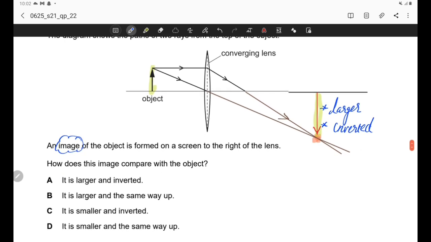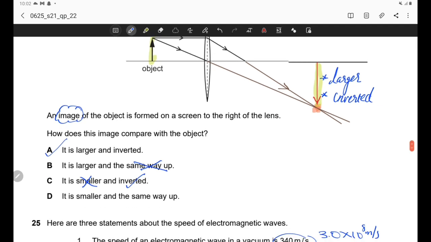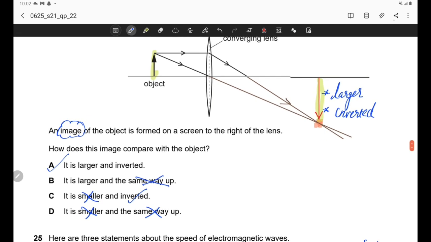Let's look at the options. Option A says it is larger and inverted. That is the correct answer, which we have already discussed. Option B, it is larger and the same way up, but it is inverted, not the same way up. Option C, it is smaller and inverted. It is inverted, but it is not smaller. Option D says it is smaller and the same way up. Both the statements are wrong. Therefore, the correct answer is option A.